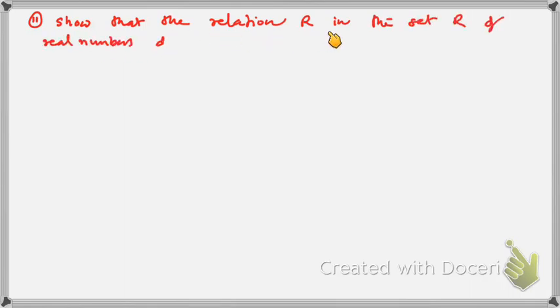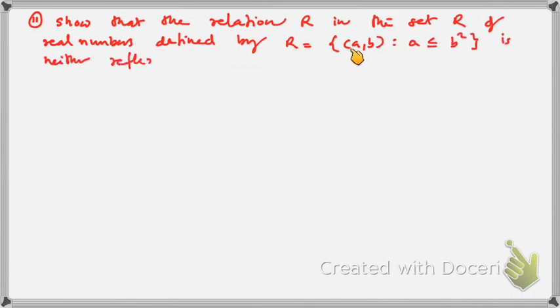We are going to start with question number 11 today. Question number 11. Look at the question. It says, show that the relation R in the set R, the real numbers, defined by R is equal to the set of all ordered pairs (a, b) such that a is less than or equal to b squared. So we will say that A is related to B if a is less than or equal to b squared.